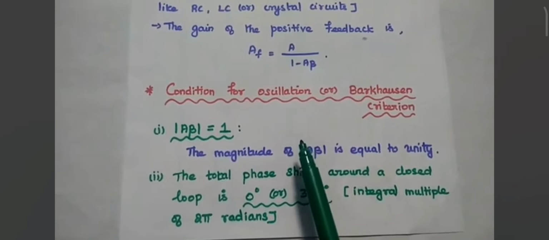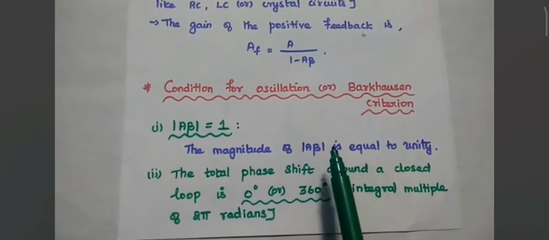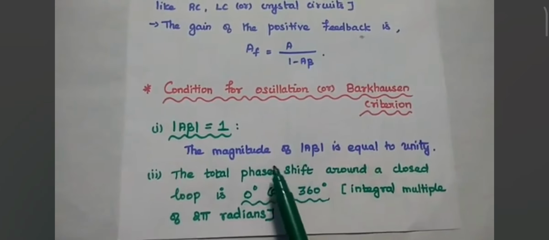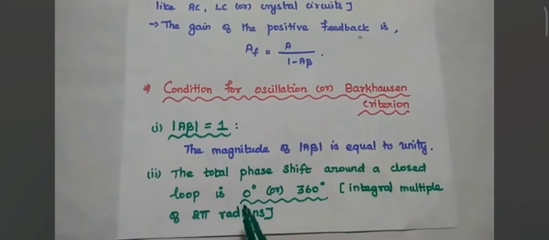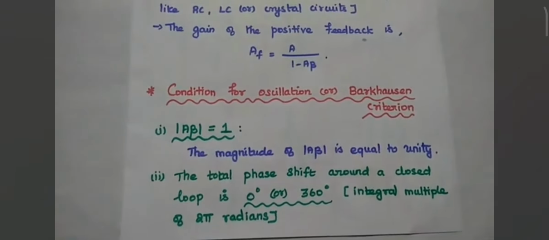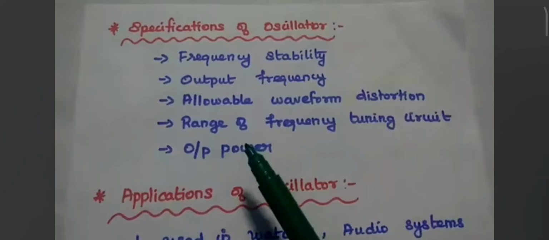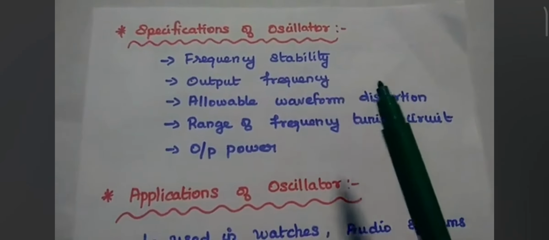So whichever circuits satisfy these two conditions can be used as oscillators. Do you all understand this? A beta is equal to 1. Total phase shift is 0 degree or 360 degree. It is also known as Barkhausen criterion. Next one is specification of oscillator.